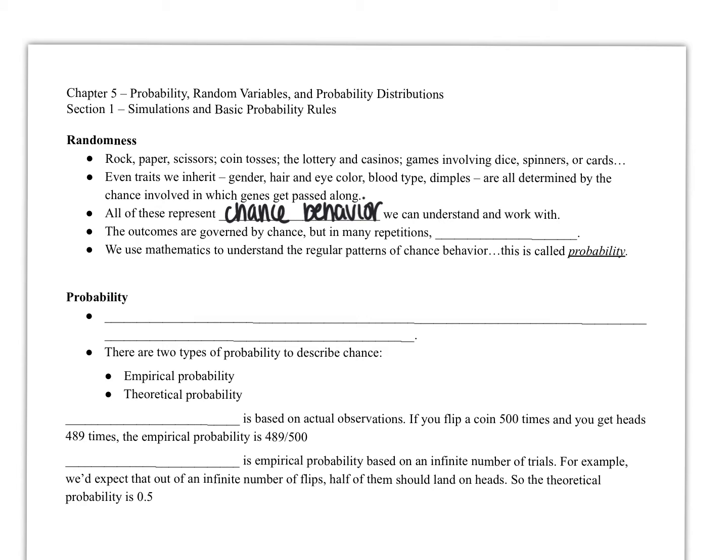The outcomes are governed by chance, but in many repetitions, a pattern emerges. And that's how we get probabilities, with that pattern that emerges after many repetitions. A key thing here is that probability is the regular patterns of chance behavior, so you have to have many repetitions. So let's go over the definition of probability, starting with chance behavior.